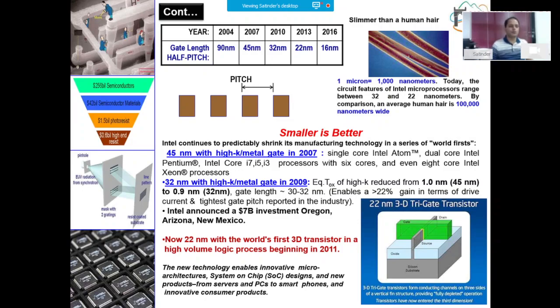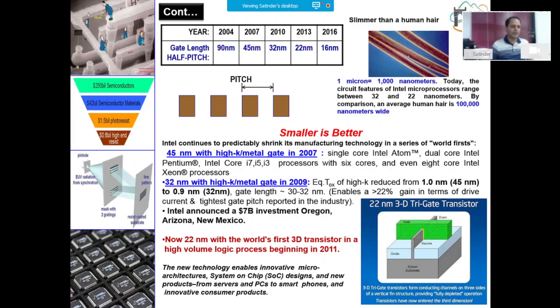Then after that, we switched to the 32 nanometer technology node, again with high K and metal gate, with some innovation in the electrical gate length. Because of this reduction of gate length, moving from 45 nanometer to 32 nanometer gave a 22% gain in drive current. That is one of the attractions to move. So now you should understand that when we reduce the feature size, we get more gain in functionality, in terms of drive current in technical terms. That is always our intention.